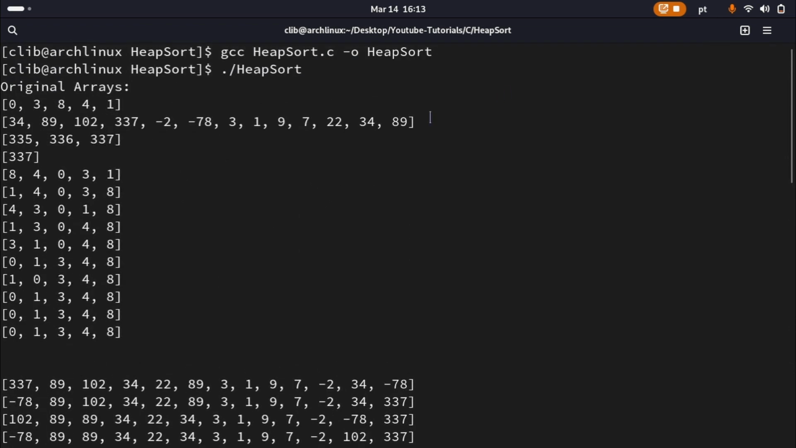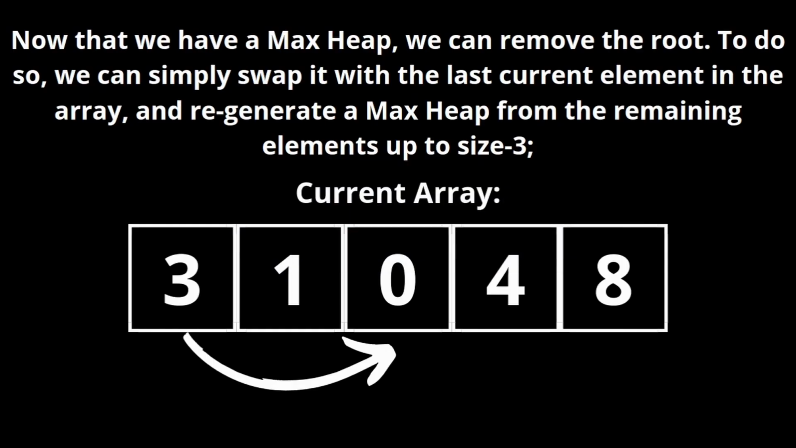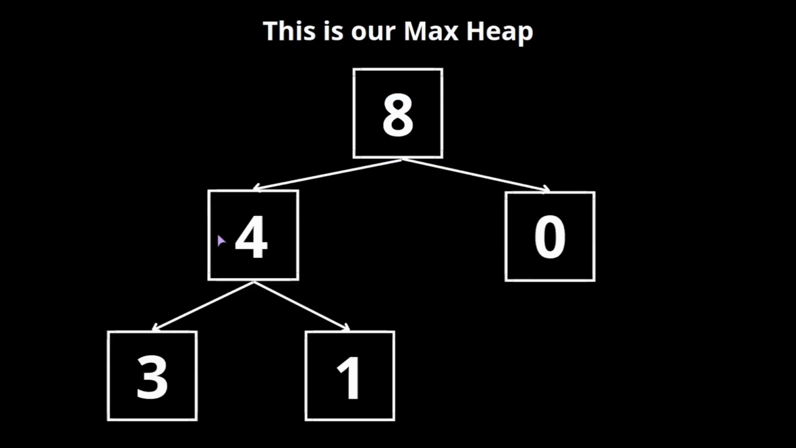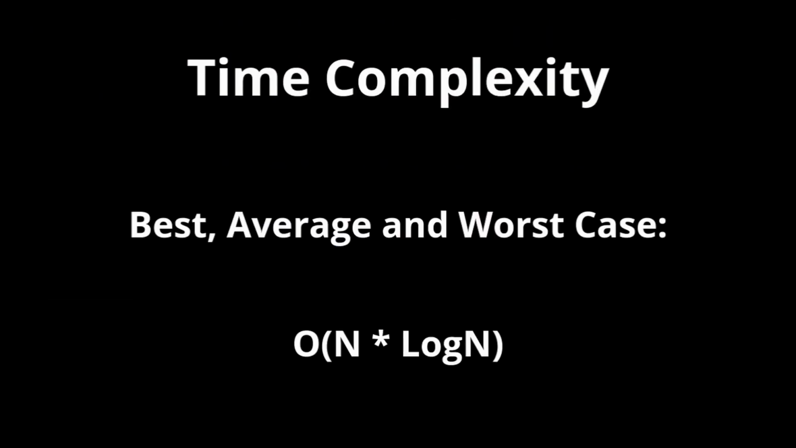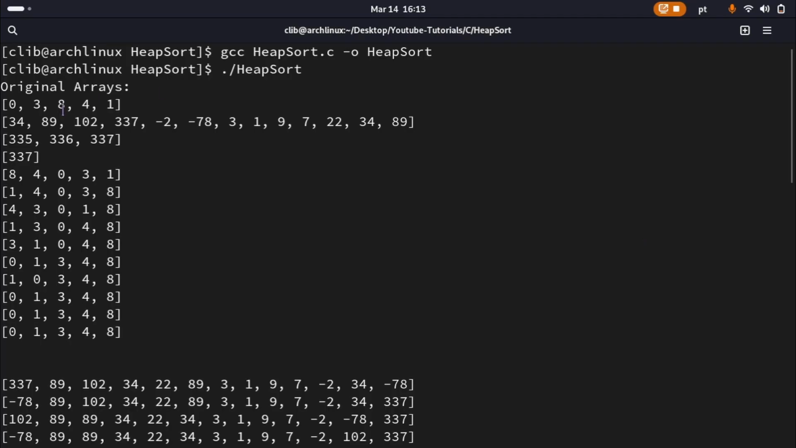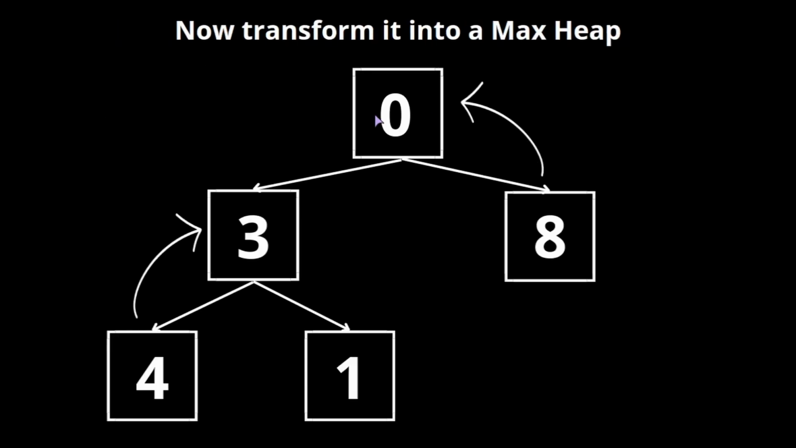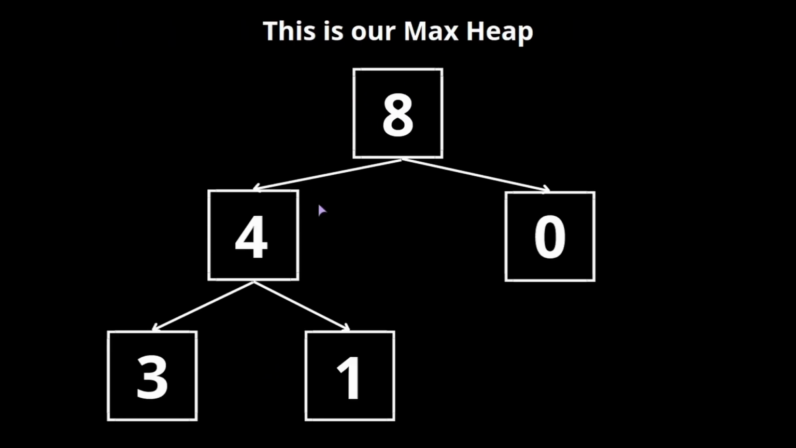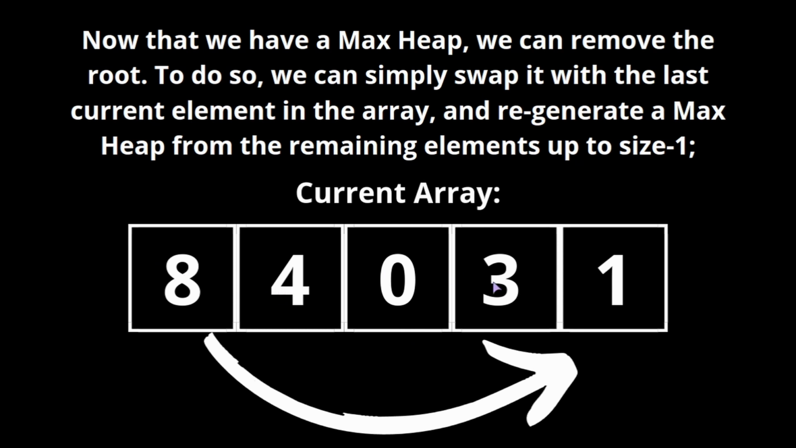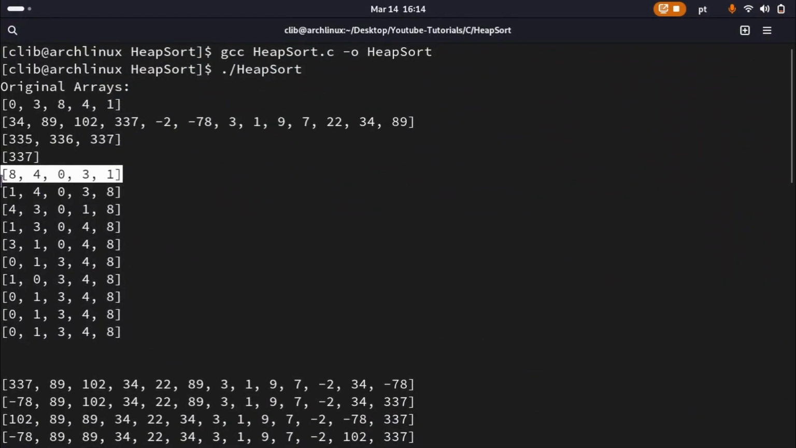So let's check the first array, the array from our example. Let's see if the steps are being performed as expected. This is the original array: 0, 3, 8, 4, and 1. The first time we print is after we call max heapify. Once we call max heapify, we perform these iterations and we have this array here: 8, 4, 0, 3, 1. And if you take a look here, this is 8, 4, 0, 3, 1.